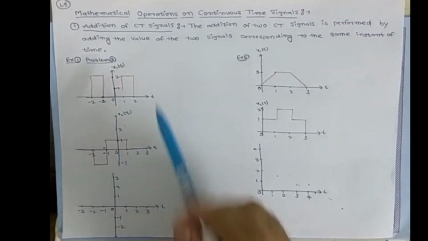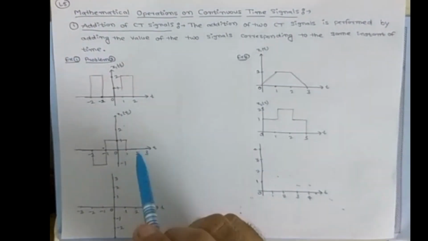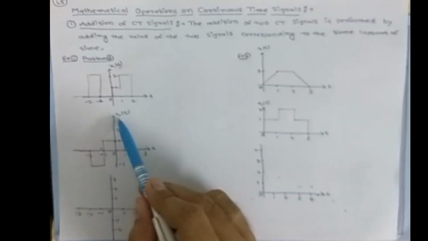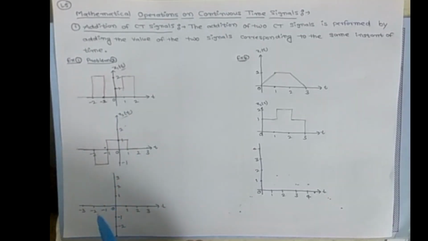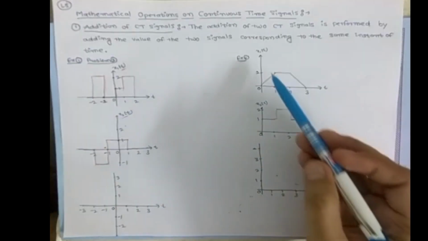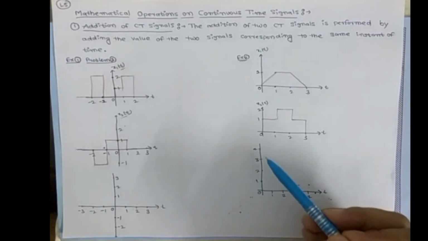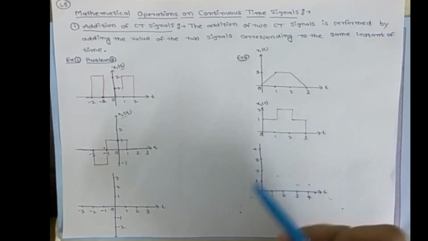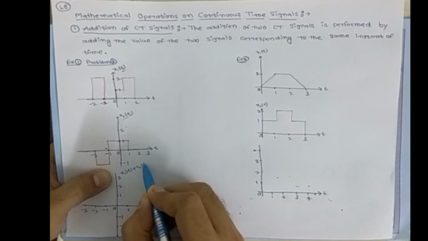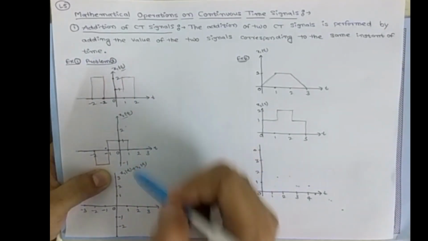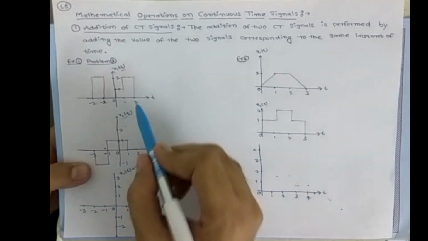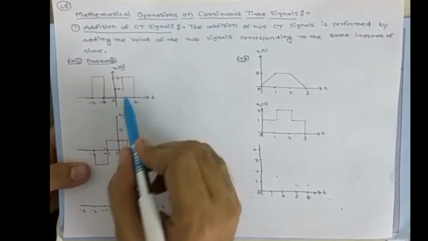Suppose here we have two problems. Let us see how to add. Here x1 of t is one signal and x2 of t is the second signal. How to add these two signals, and what is the resultant signal? What is x1 of t plus x2 of t? Here the signals are given in graphical representation, so let us write the mathematical equation of these signals.